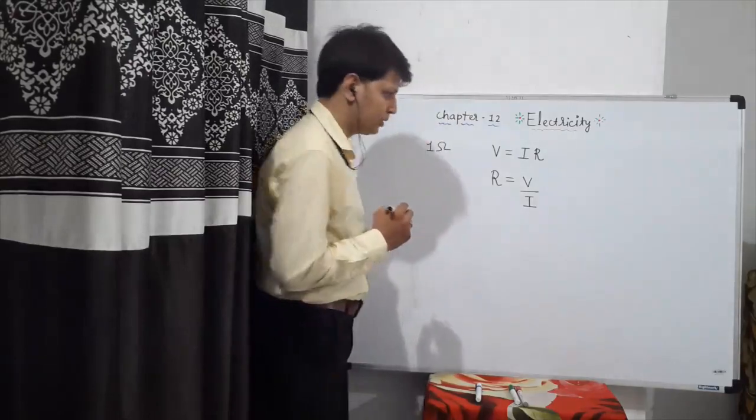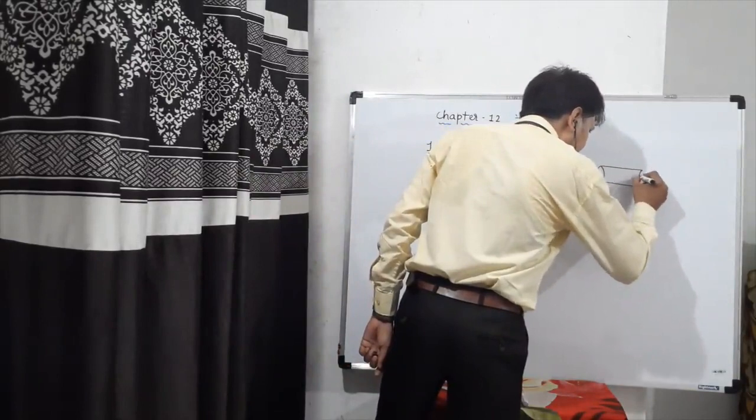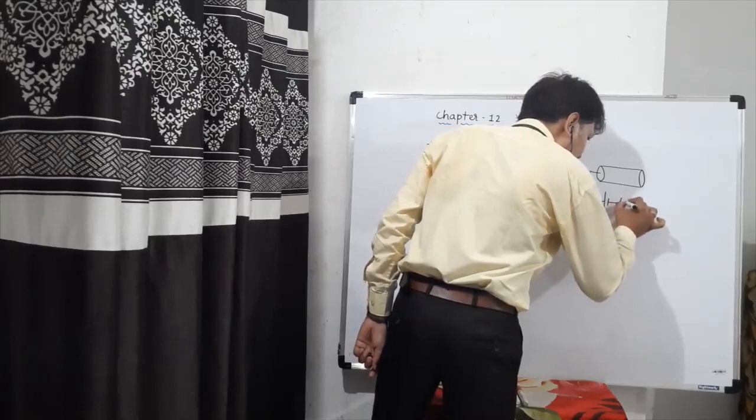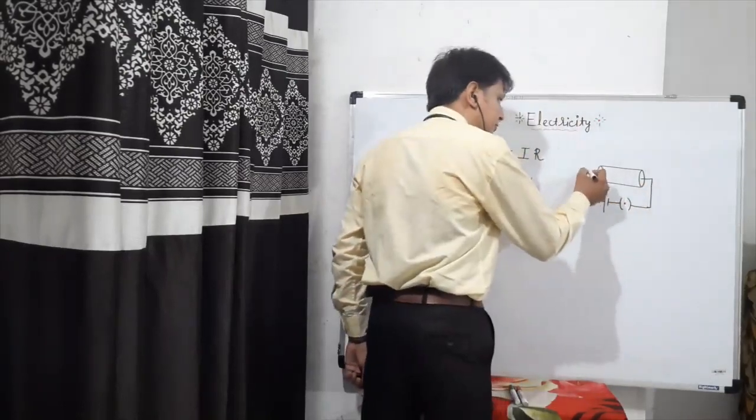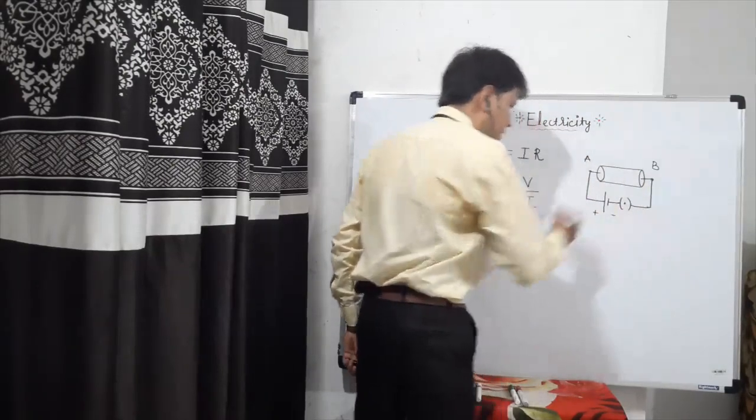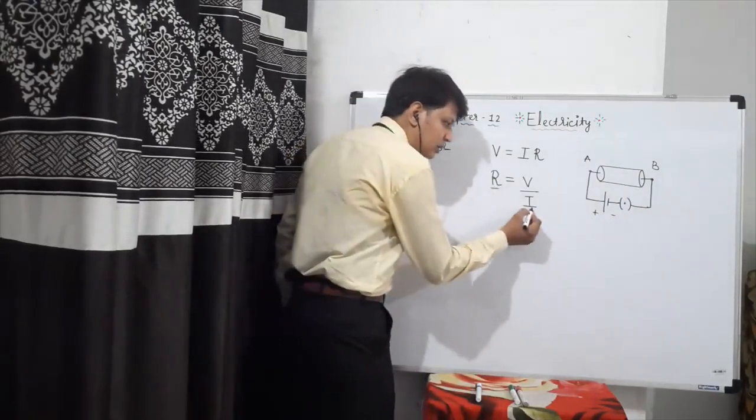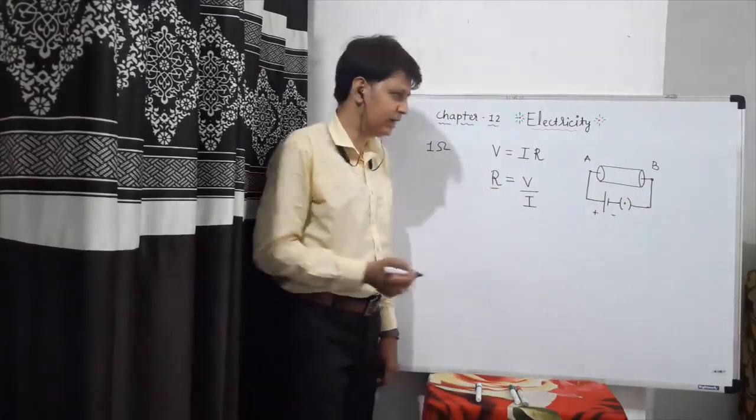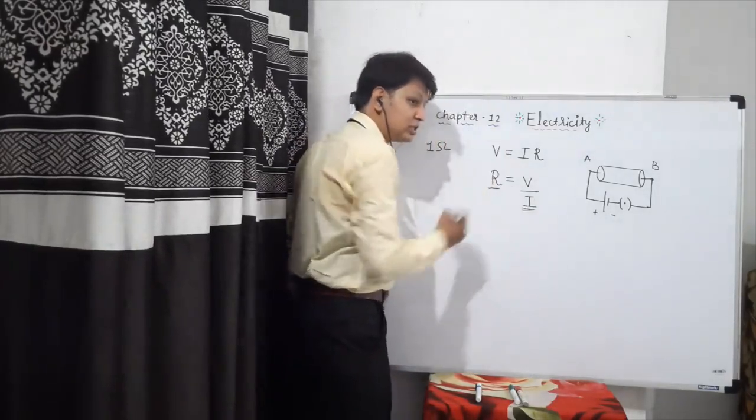Now let me tell you that if there is a conductor, a metallic wire, and it is connected to a cell or a battery, then potential difference is applied between these two ends. If we increase the value of resistance, the current through it gets decreased. Let us say if I increase the resistance 2 times, the current through the resistor will become half.